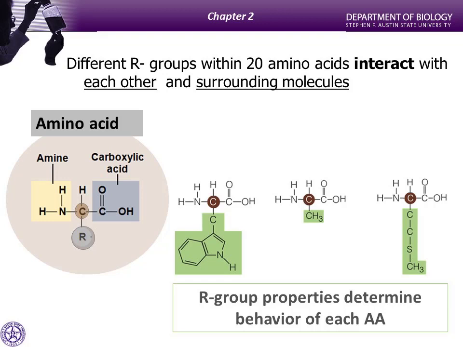Amino acids and their properties are important. They're not interchangeable. Because when you change that one amino acid of the hemoglobin gene, it changes the shape of the hemoglobin molecule. And the function is lost.